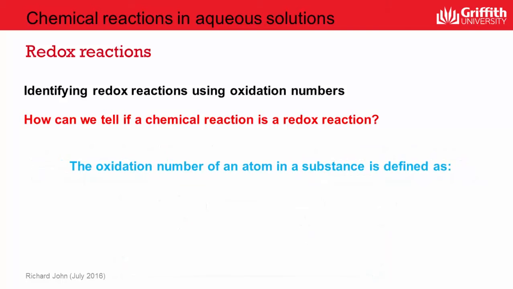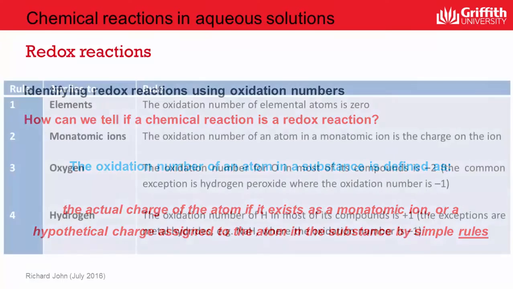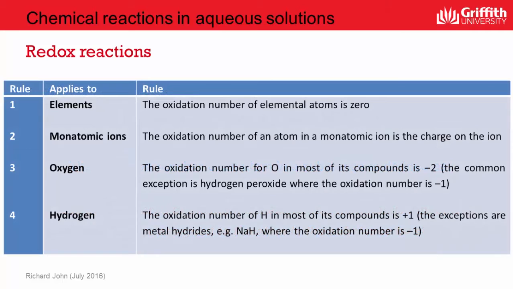The oxidation number of an atom in a substance is defined as the actual charge on the atom if it exists as a monatomic ion, such as the H+ ion, or we assign a hypothetical charge to the atom in a substance by simple rules. And here are these rules. The oxidation number of elements is always 0. The oxidation number of monatomic ions is the charge on the ion. So the H+ ion, +1. The Cl- ion, -1. The Zn2+ ion, +2, etc., etc.